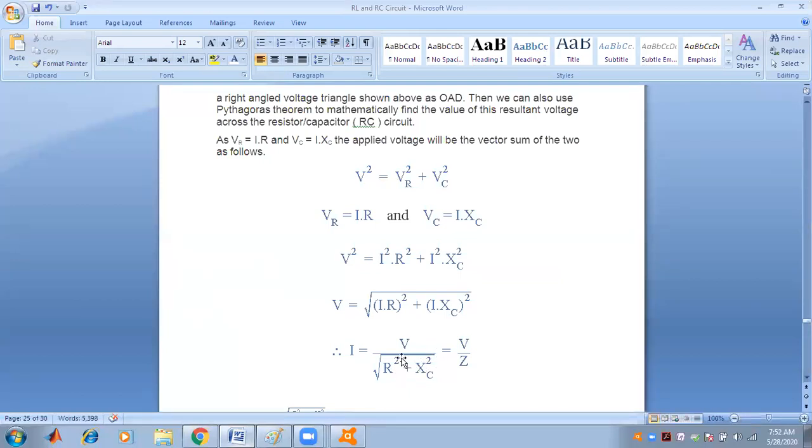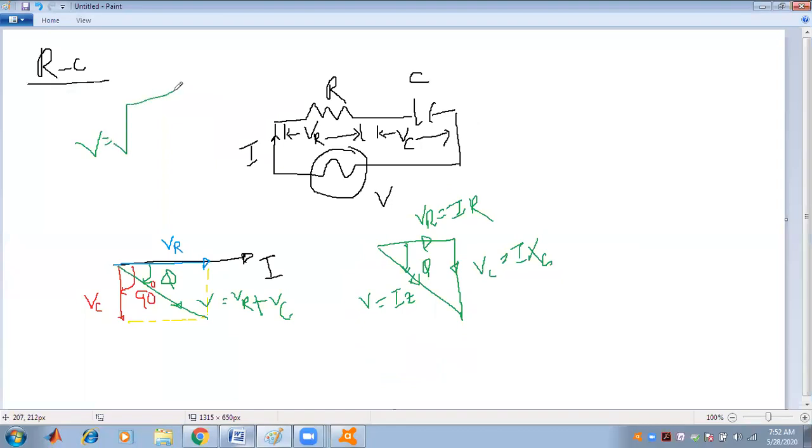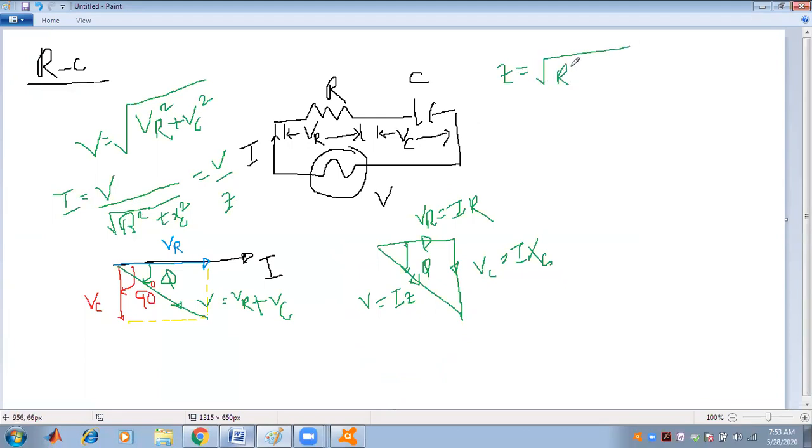So we find that the total current I equal to V by Z, because R and C together form the impedance. What is V? V is the root over of VR square plus VC square. Just putting VR equal to IR, we find I equal to V by root over R square plus XC square, that is V by Z. So Z is the total impedance of the circuit and can be written as Z equal to root over R square plus XC square. That is the magnitude of Z. Now Z can be written in j notation as Z equal to R plus jXC.